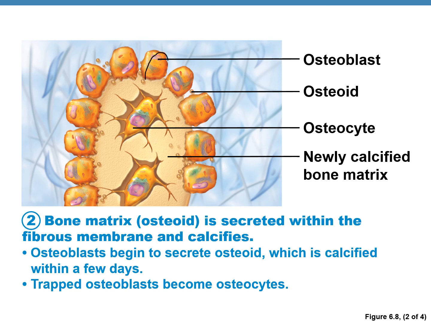Osteoblasts, those cells over here, start secreting osteoid. And I'm just reminding you that osteoid is the organic part of the matrix. So osteoblasts begin to secrete osteoid, which is calcified within a few days. Now we have some osteoblasts that are trapped inside this calcified matrix, and they become osteocytes. So step number 2, bony matrix, osteoid, is secreted within the fibrous membrane and calcifies.